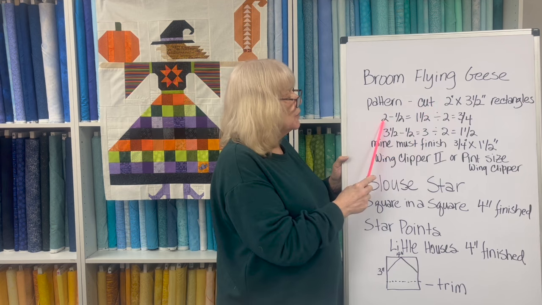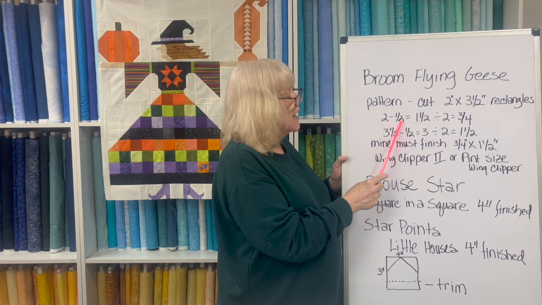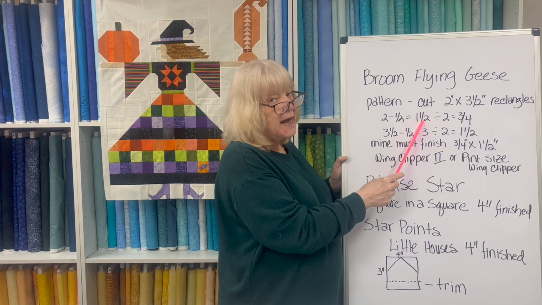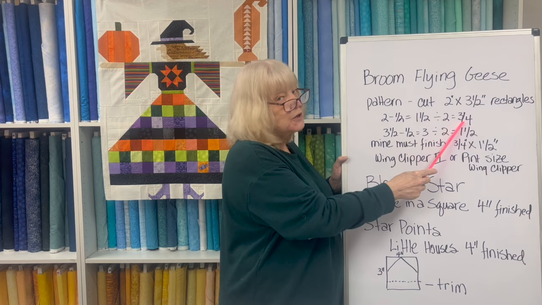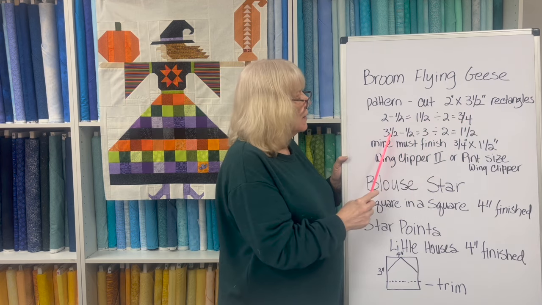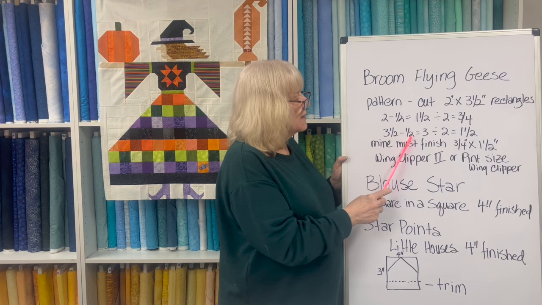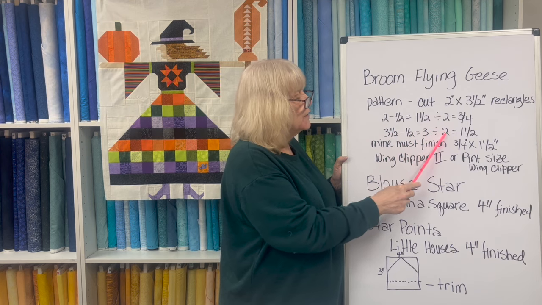I take the 2, minus the half, equals 1.5, divided by 2 is 3/4. The 3.5 minus a half is 3, divided by 2 is 1.5.